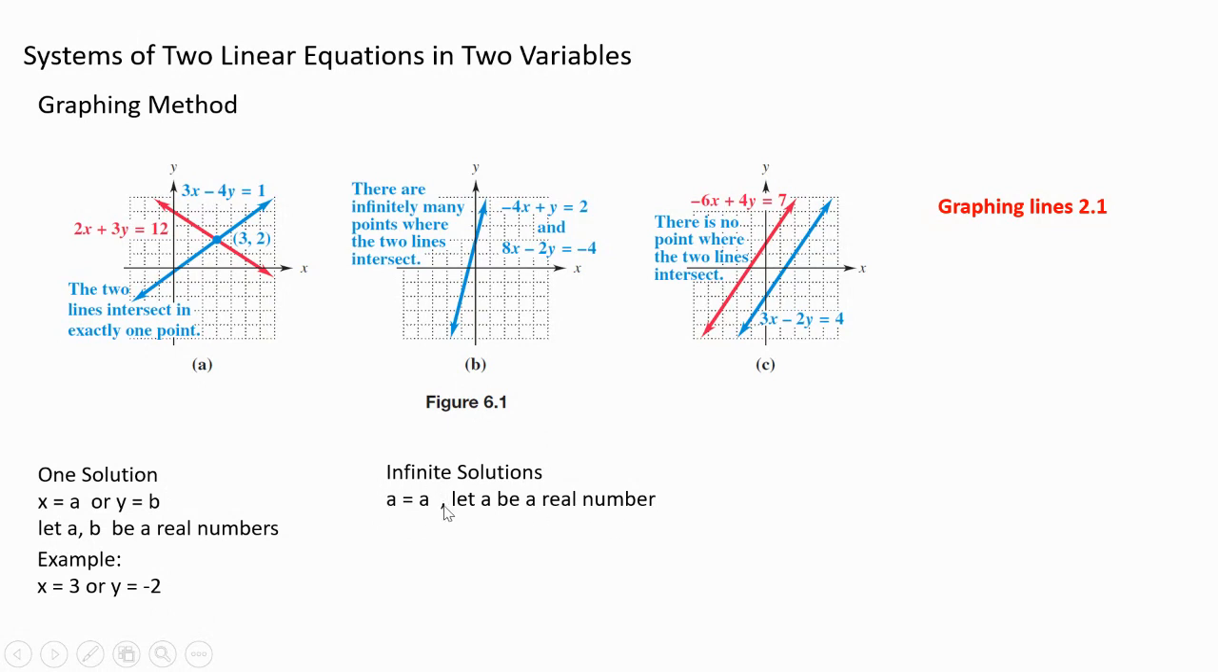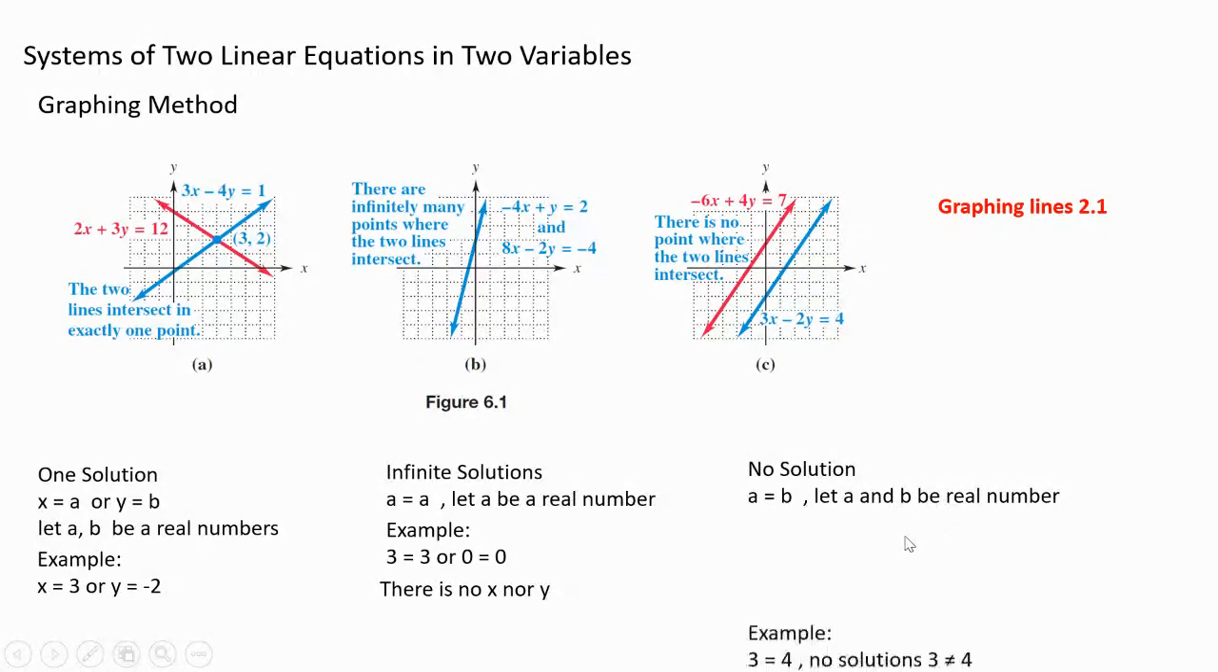In math, guys, they use a lot of variables or letters to represent real numbers. So, for example, here, it can be something like 3 equals 3 or 0 equals 0. So that means that this is true, right? So there's going to be infinite solutions. There's not going to be an x or a y. At the end, you're going to get a number equal to that same number. That means infinite solutions. And no solution means like a equals b, right? Let a and b be real numbers. But for example, 3 equals 4. You see, no solution because 3 does not equal 4.